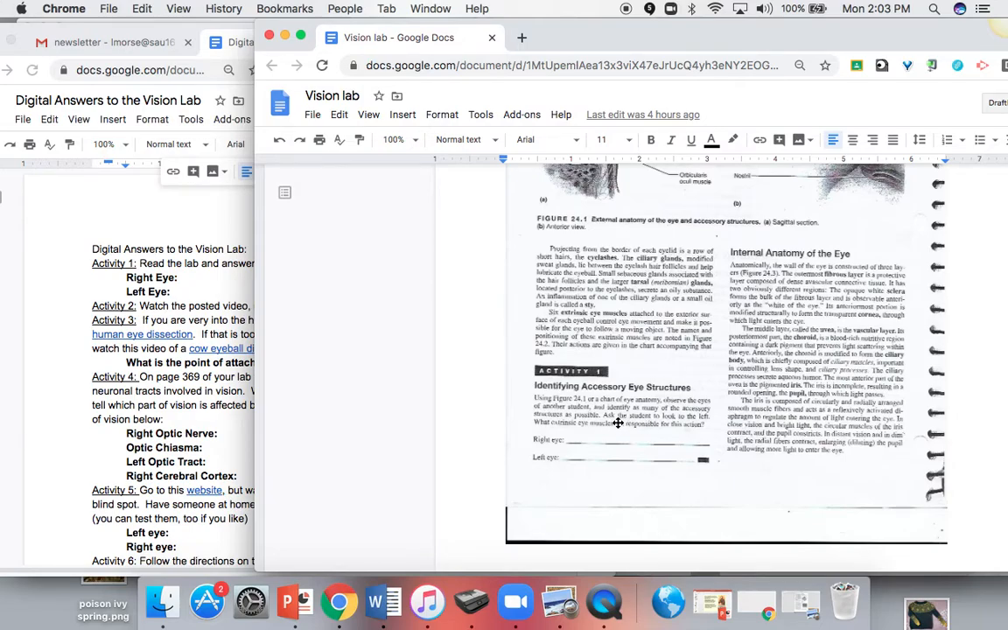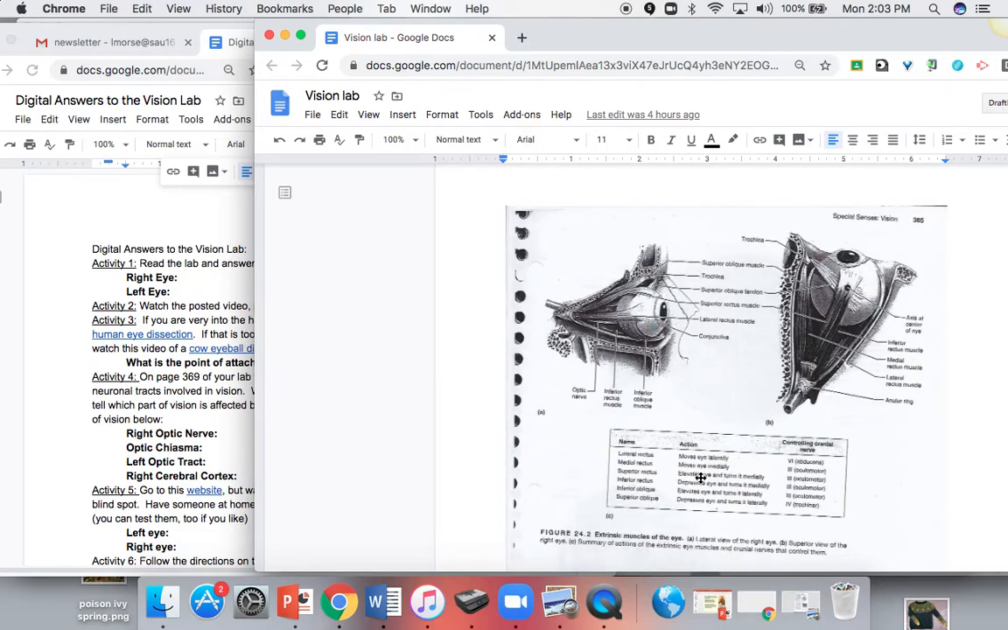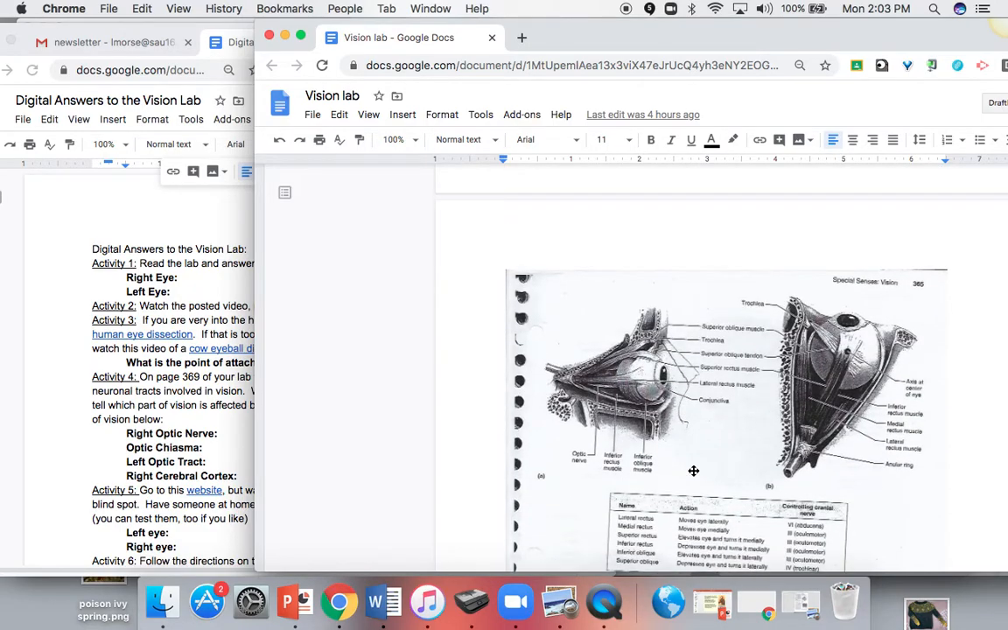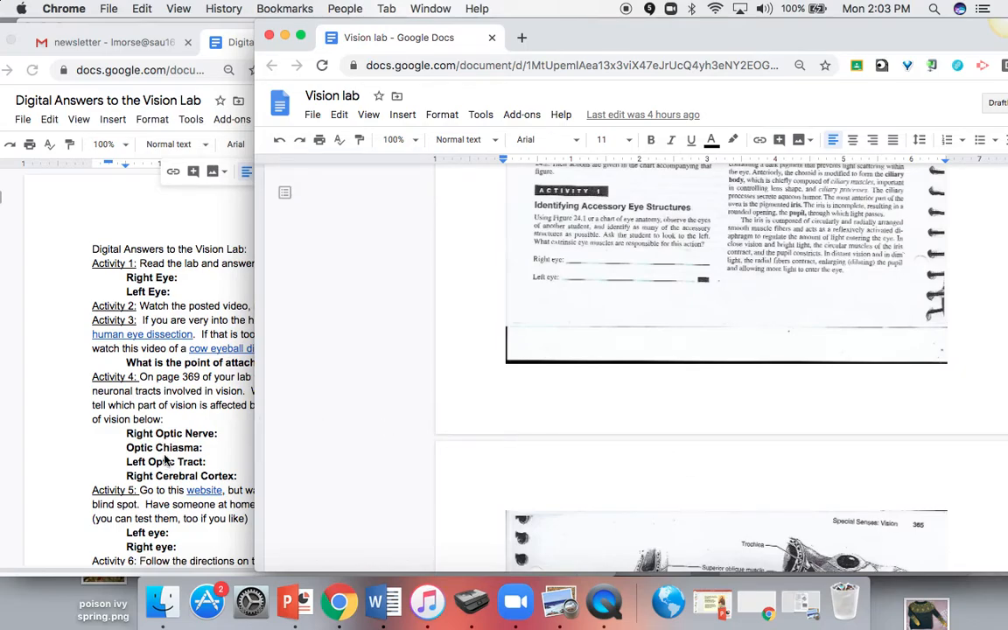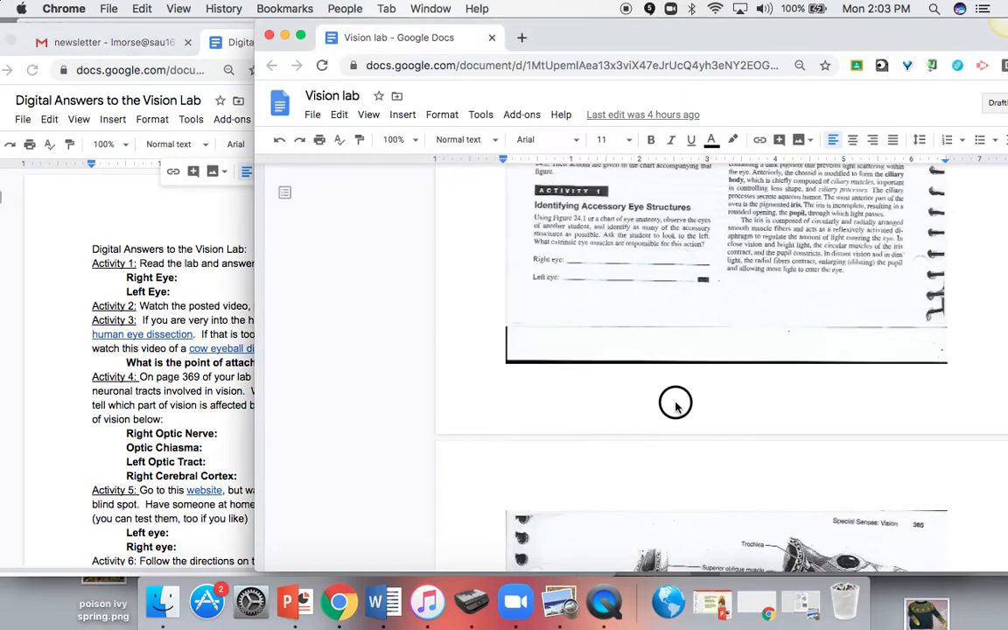Then you're going to ask a student to look to the left. You're going to need a friend at home to do this, a parent, sibling. You're going to ask them to look to the left, and then you are going to use this chart to say what muscles they are using for that. And then you go to this sheet, and this is activity 1, so then you write your answers in here and here. When I post this on Google Classroom, you will just be able to type directly into that.